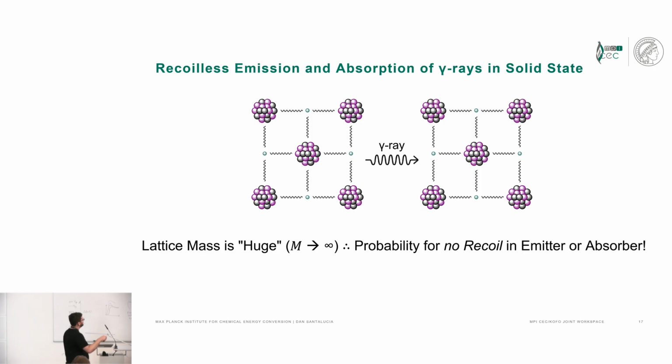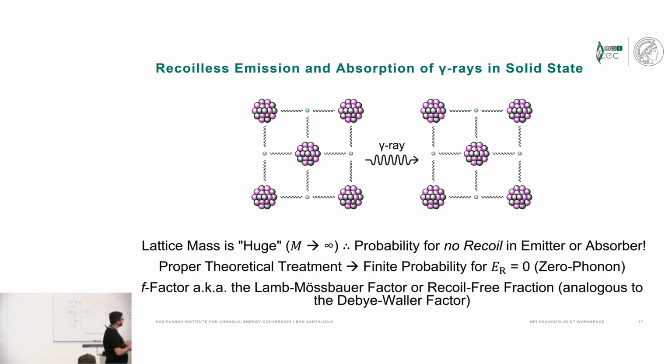And the way to think about that is, okay, the lattice mass is huge with respect to one gamma ray photon. You can think of it as if you fire a cannonball at the planet Earth. The planet Earth is not going to move, right? The cannonball will just bounce off it or just stick against it. It's kind of like that idea. So the lattice mass is huge, maybe infinite from the perspective of a photon. So there's a probability for zero recoil in both the emitter and absorber.